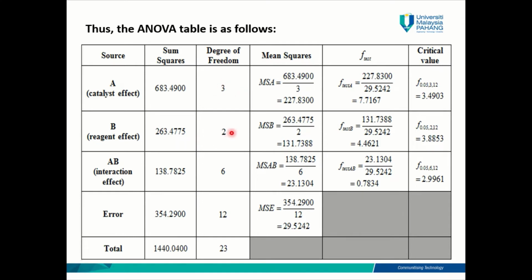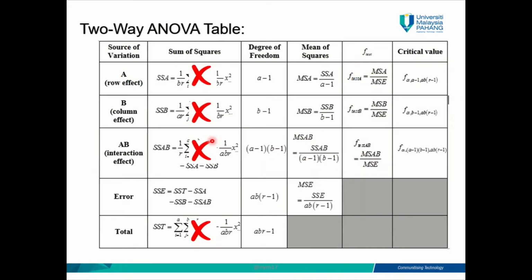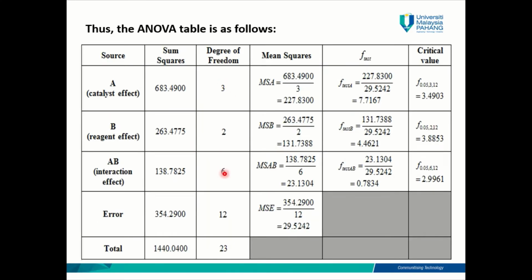The second degree of freedom, which is for factor B, is B minus 1. Okay, so there are 3 regions. So 3 minus 1 equals to 2. Very simple, right? Then the third one is A minus 1 multiply B minus 1. So basically, 3 times 2 you get 6. Okay? 3 times 2 you get 6.